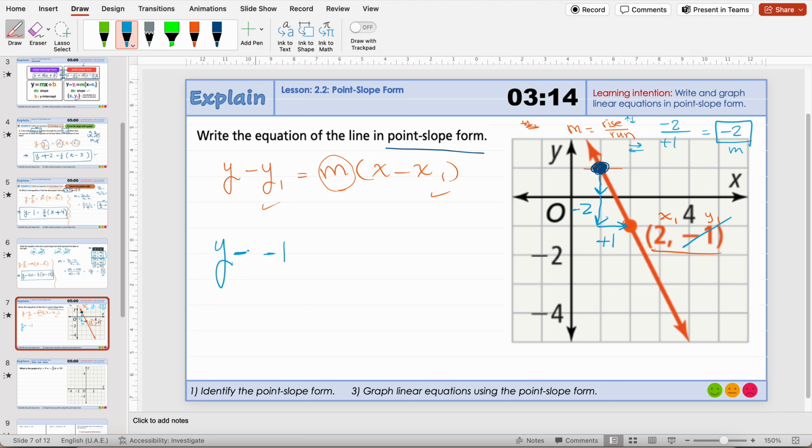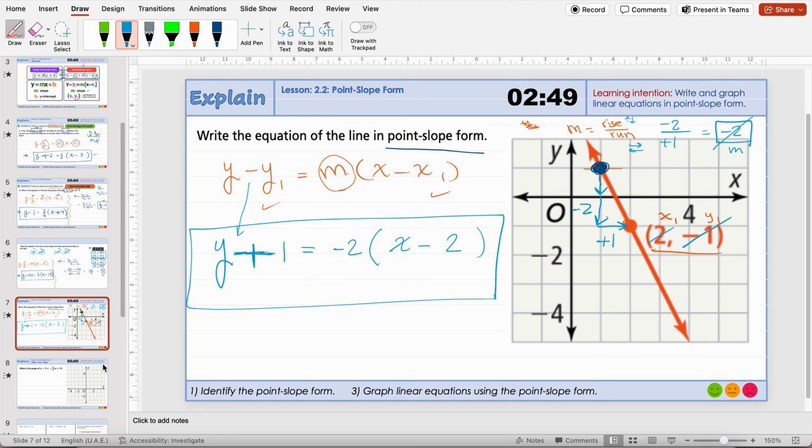Miss, why are you writing negative? I already know this one. It's a minus from the equation, and it's negative from the y1. You have to write it. Equals m, which is negative 2, times x minus x1, which is 2. Negative with negative here is positive. Simplify it, it is better. That's it.